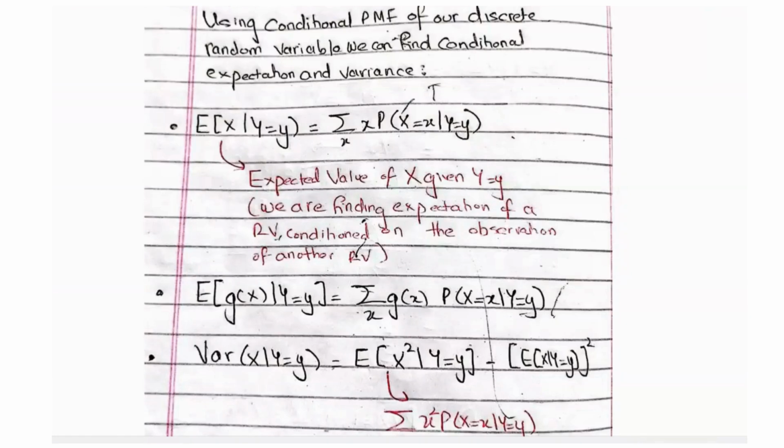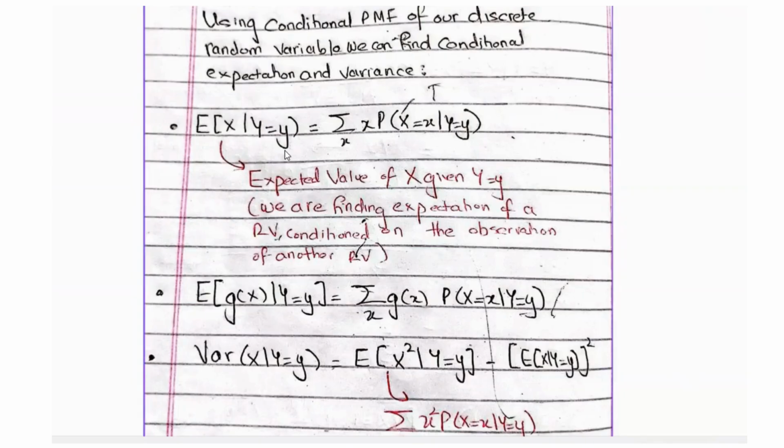We looked at how using the joint PMF of x and y, we can find the conditional PMF of x given y is equal to small y, or we can also find the conditional PMF of y given x is equal to small x. Now we want to learn how using the conditional PMF, we can find conditional expectations and variances.